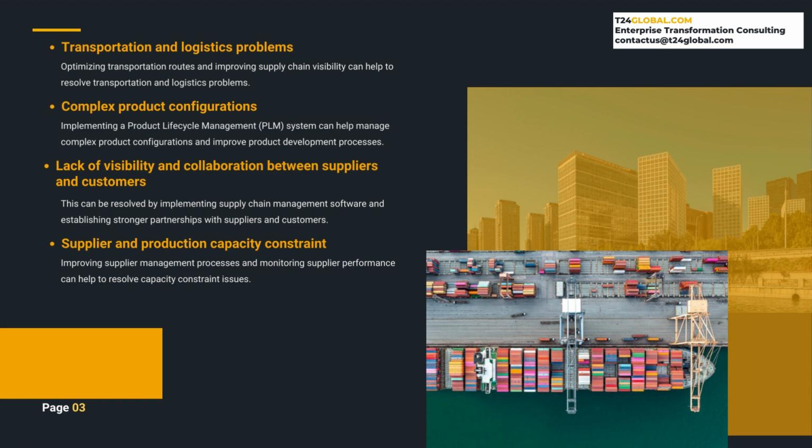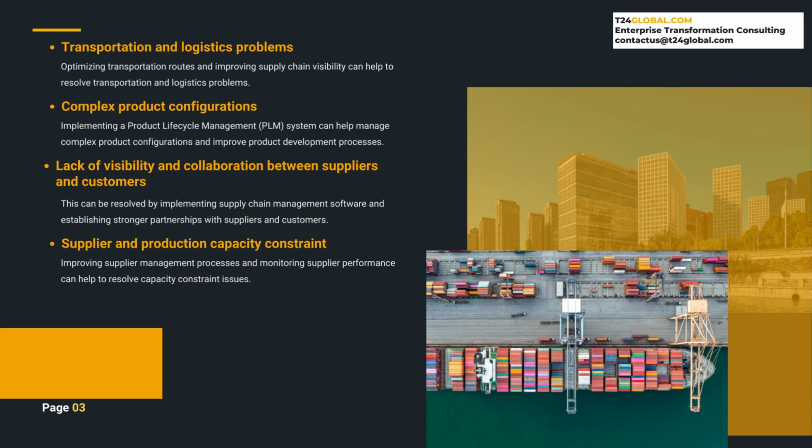7. Lack of visibility and collaboration between suppliers and customers. This issue can be resolved by implementing supply chain management software and establishing stronger partnerships with suppliers and customers. Business operations activities involved in supply chain management include supplier relationship management, customer relationship management, and supply chain visibility.